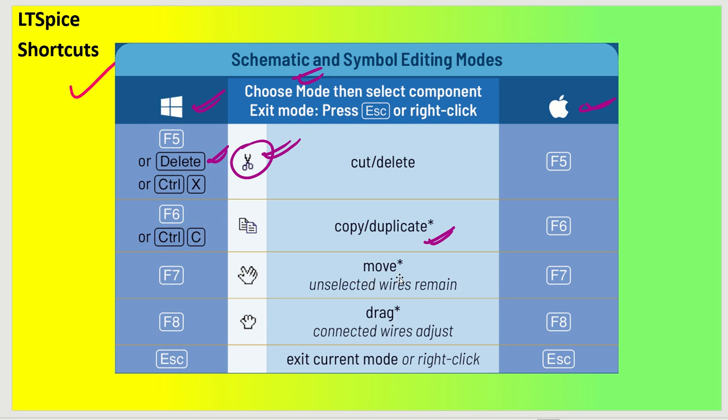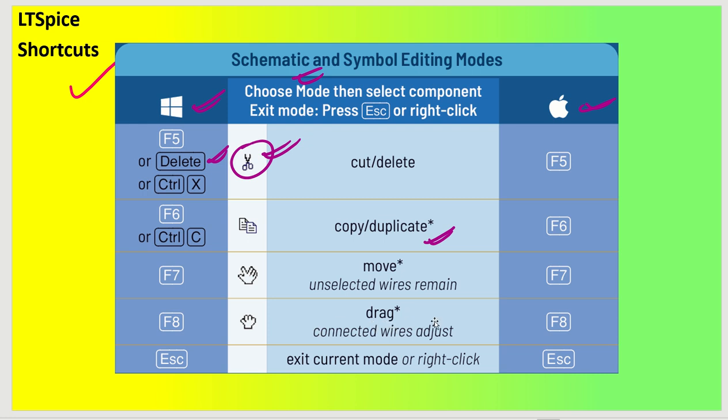Suppose you have to move some of the components. So there are two kinds of move. One is move, one is drag. So move actually will, like, wires will remain there. Only components will move directly. Okay. And drag, it will get connected. It will not remove the connection. It will drag with connection as well.